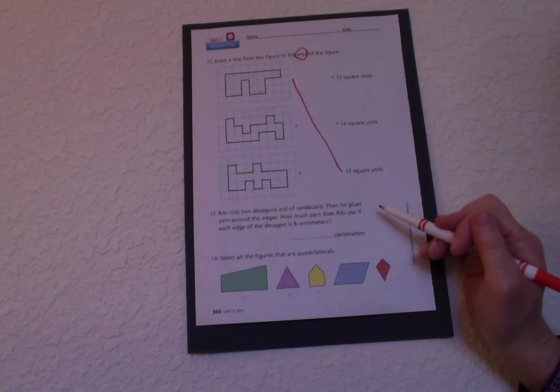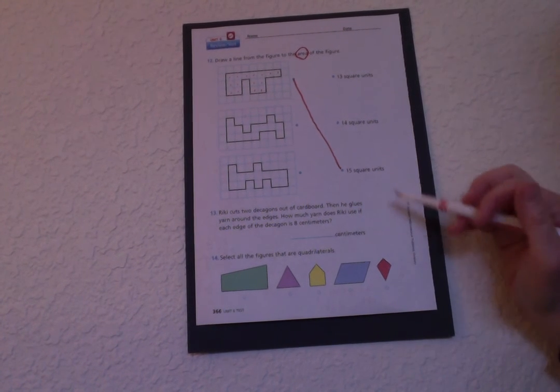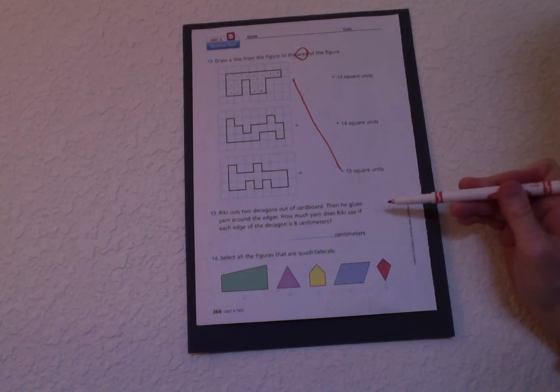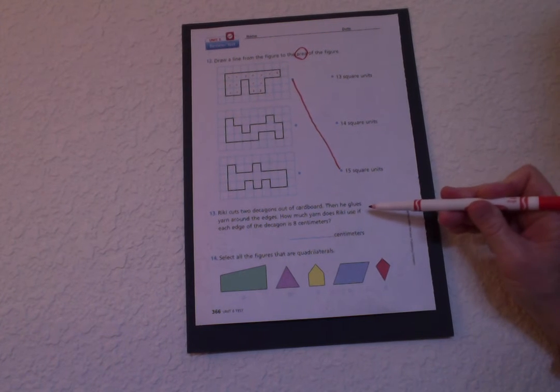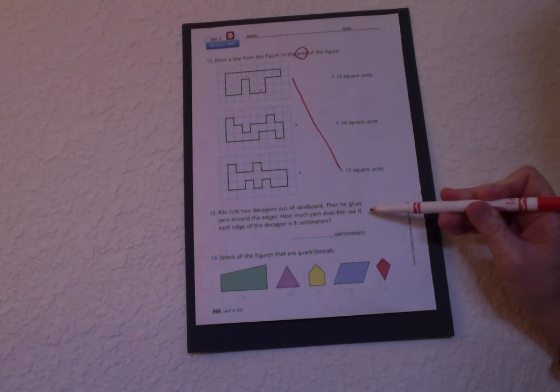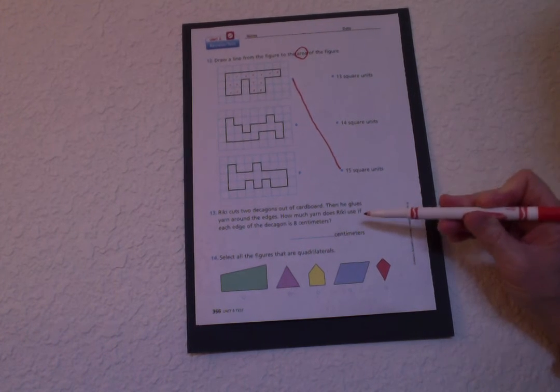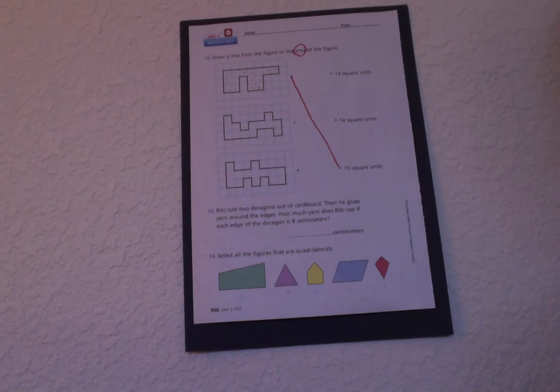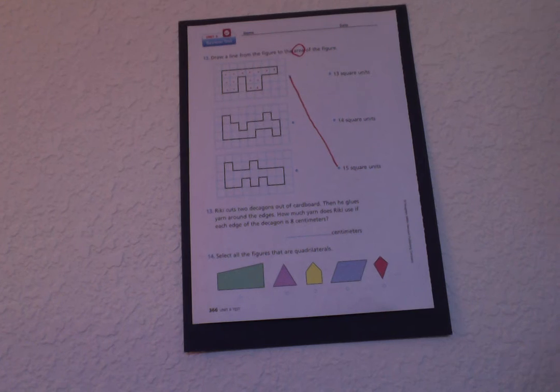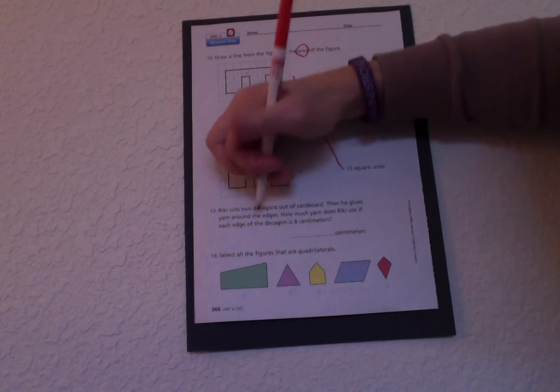I'm going to move down to 13. We're going to finish this page off. Ricky cuts 2 decagons out of cardboard. Then he glues yarn around the edges. How much yarn does Ricky use if each edge of the decagon is 8 centimeters? I'll let you kind of look at that. I'm going to be underlining some key information.